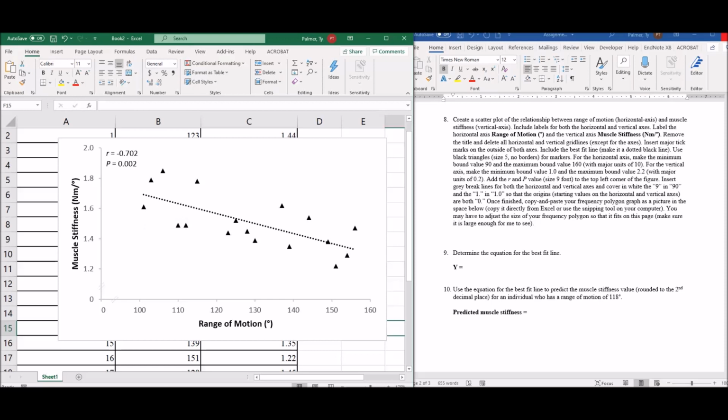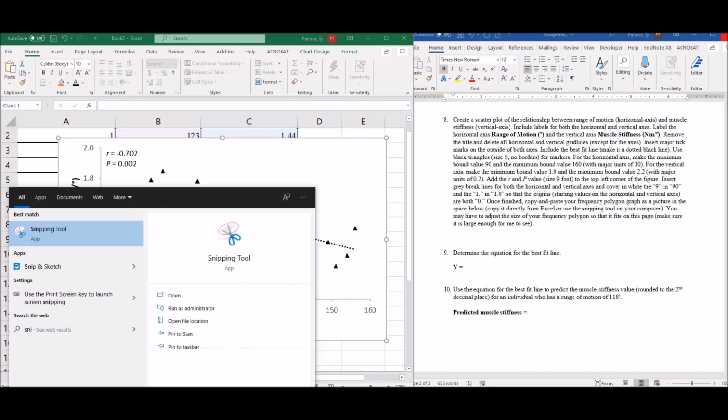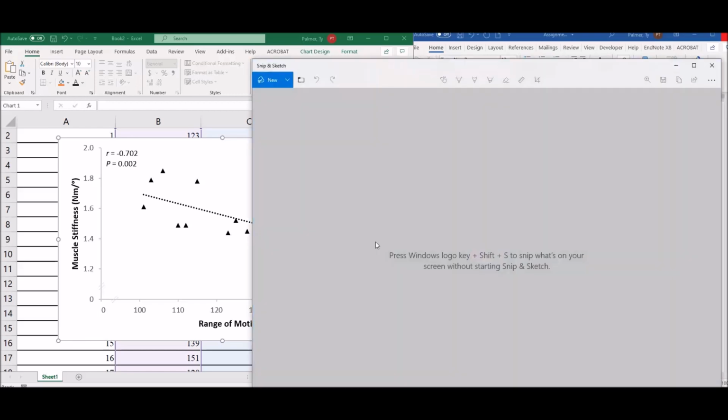You can do this, or you can simply copy, right click, paste your graph and put it here. Whatever you want to do, whatever is easiest. You have both options. I've given that option before in previous how-to videos and assignments. So you can search for the snipping tool, click on it, and then click on New.